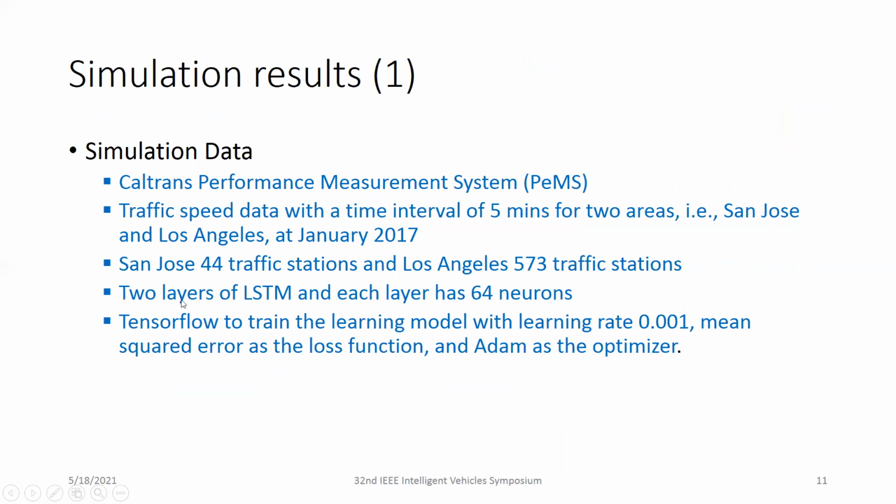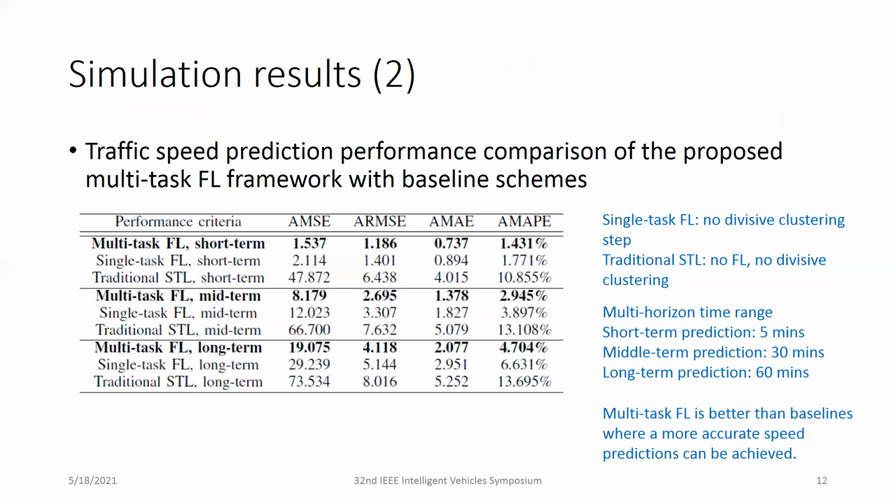We use 2 layers of LSTM, and each layer has 64 neurons, and we use TensorFlow as our training platform. For this slide, we highlight why we use multitask federated learning, and we have 2 baselines. The first one is single-task federated learning, where there is no divisive clustering, and the second one is traditional single-task machine learning, where there is no federated learning and no divisive clustering.